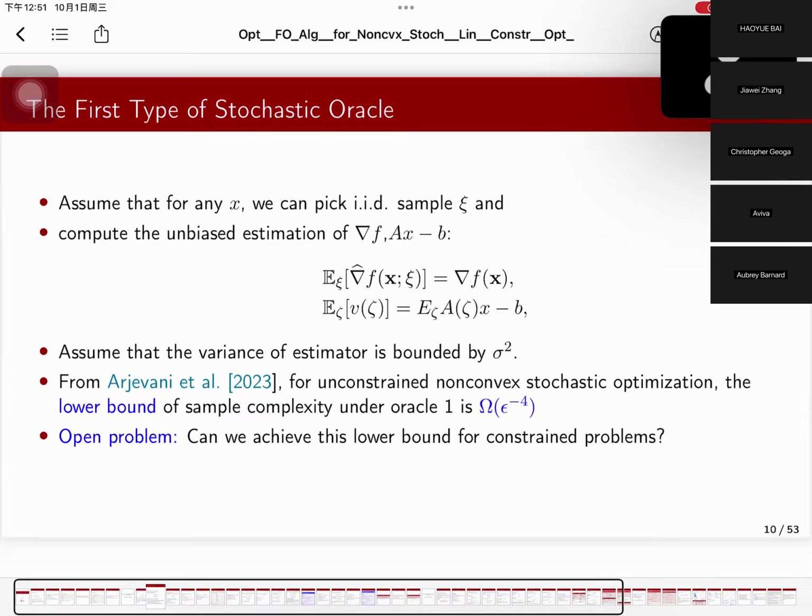Under this kind of stochastic oracle, for an unconstrained problem, we don't have the estimate for the constraint residual. The literature shows the lower bound is 1 over S to the power of 4, so SGD already achieves the optimal sample complexity for this unconstrained problem. But the question is, for constrained problems, what is the optimal sample complexity?